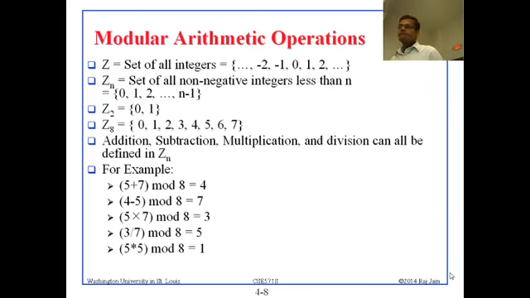So now just introducing some symbols. Z is the set of all integers from minus infinity to plus infinity. Zn is the set of non-negative integers less than n. So Zn goes from 0, 1, 2, 3 to n minus 1. So there are a total of n members in this set. For example, Z2 would be 0 and 1. Z8 will be 0, 1, 2, 3, 4, 5, 6, 7.